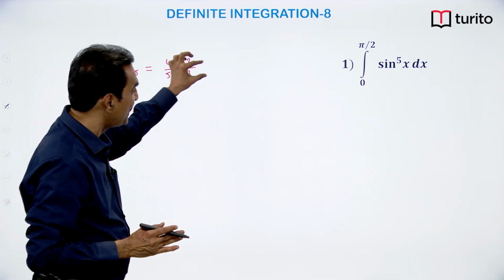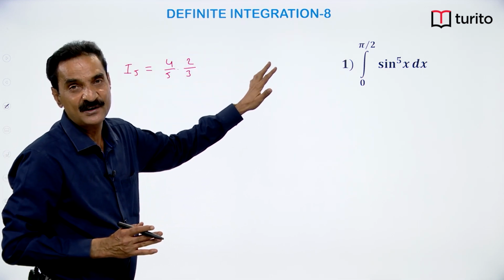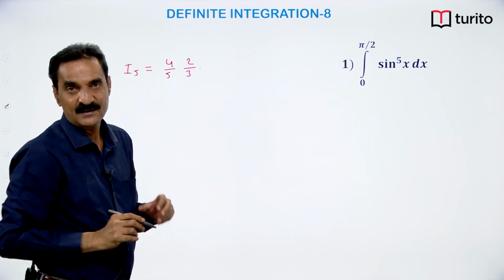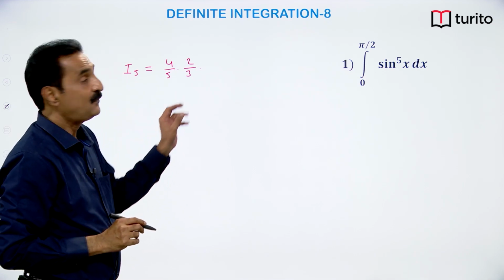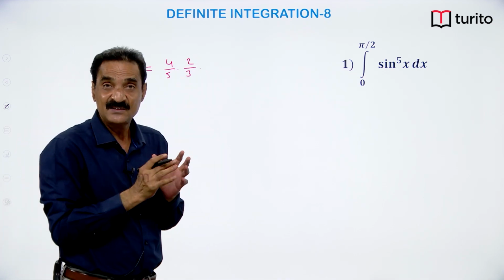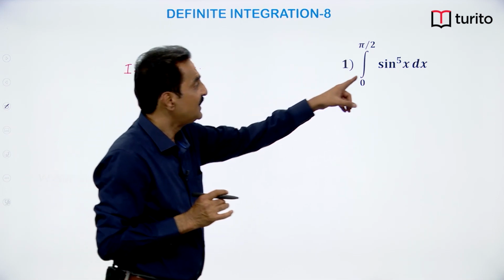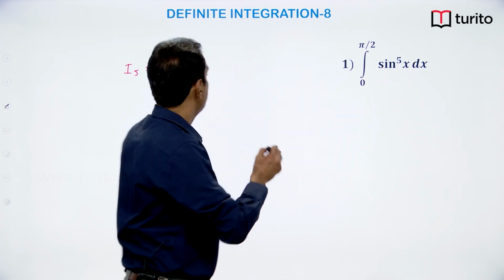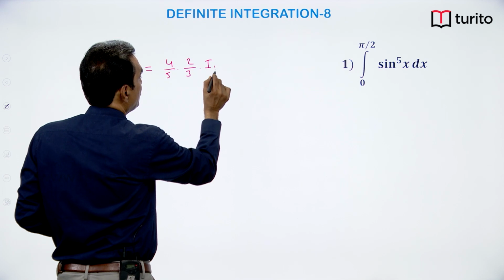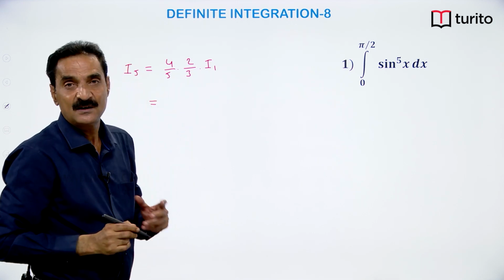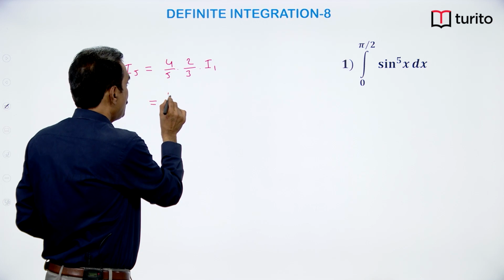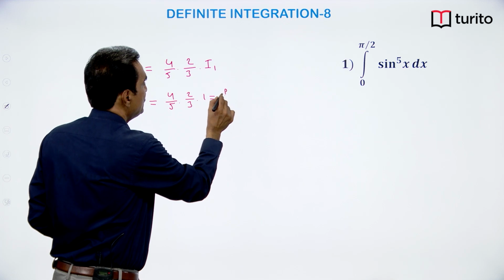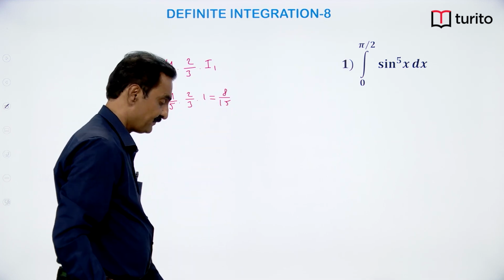As long as it is positive, you continue subtracting 2 from numerator and 2 from denominator. Then since you cannot subtract 2 further, next term will be the last term. What will be the last term? As we discussed, last term will be either I naught or I1. Here n is odd, so it reduces to I1. So you should write I1. What is the value of I1? 1. So it is 4 by 5 into 2 by 3 into 1, you will get 8 by 15.